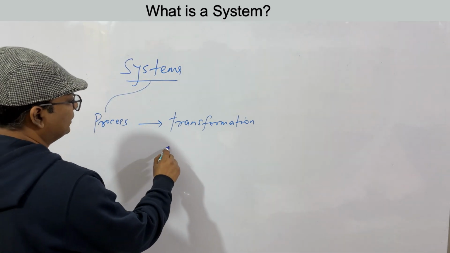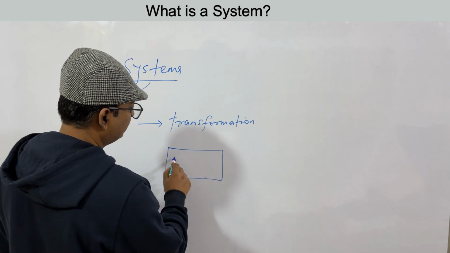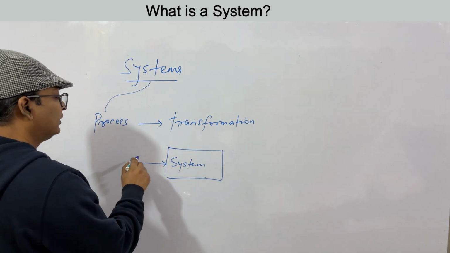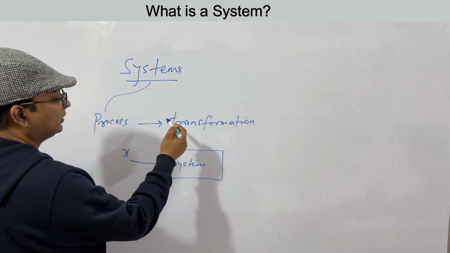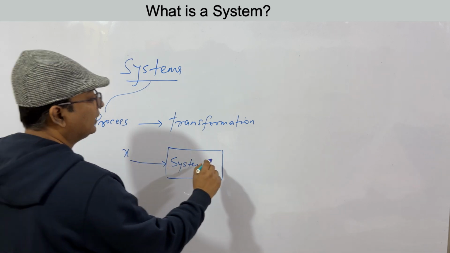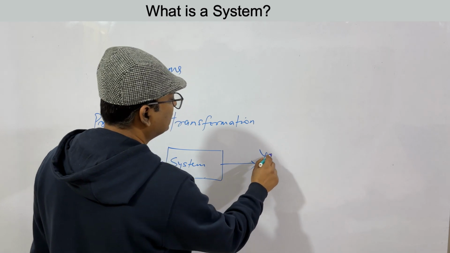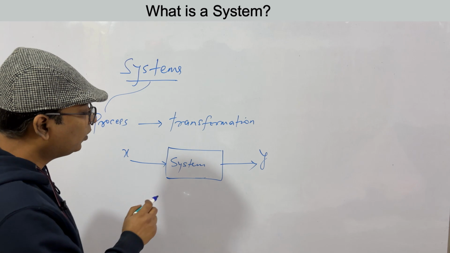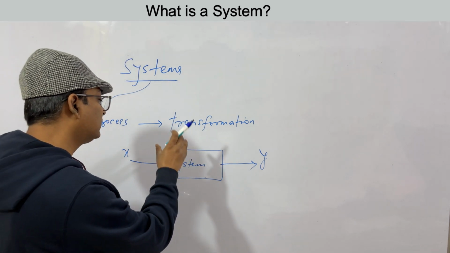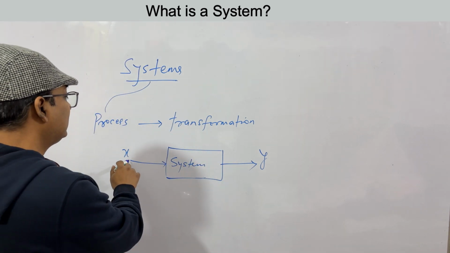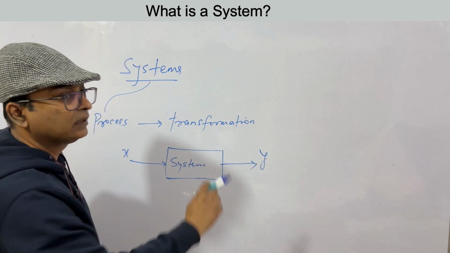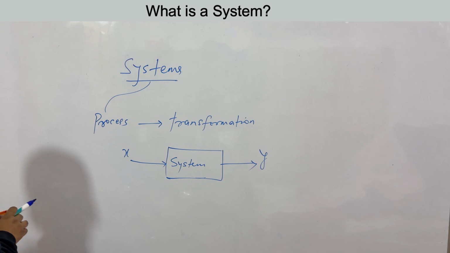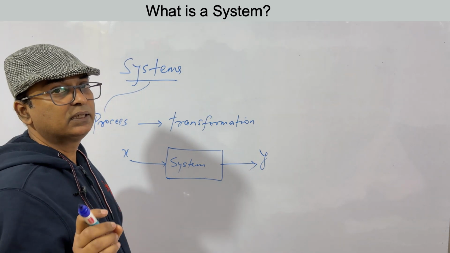So let this be a system. It means that we have an input signal, let's say X. The system transforms this input signal into another signal that is called our output signal. So a system is considered as a process that causes the system to respond in such a way that an input signal is transformed into another signal called the output signal. Clear?